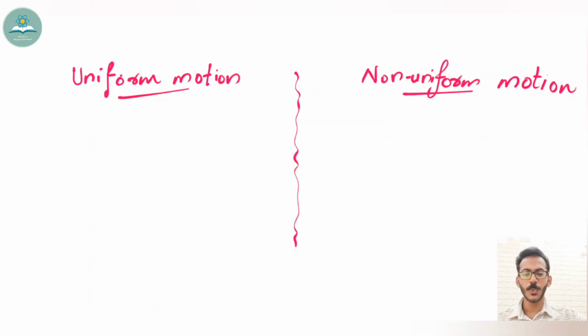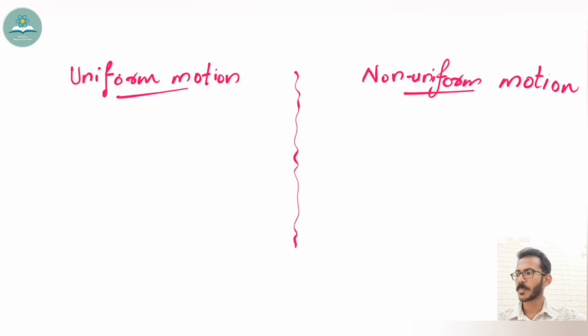Let's discuss uniform and non-uniform motion. Think of an object. Object is starting from here. We are observing the object after every 1 second. Now, in the first second, when we observe, the object covered a distance of 5 meters. In the next 1 second, again we observe the object covered a distance of 5 meters.